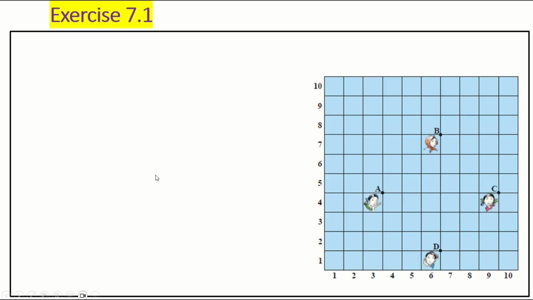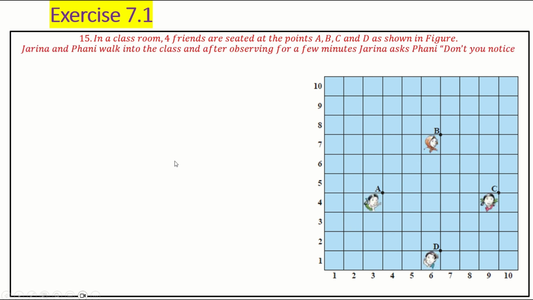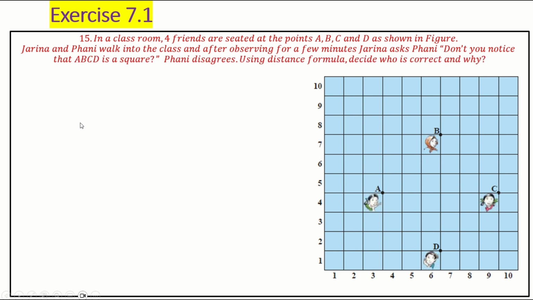Next, in a classroom, four friends are seated at the points A, B, C, D shown here. Jerina and Funny walk into the class, and after observing for a few minutes, Jerina asks Funny, "Don't you notice that ABCD is a square?" Funny disagrees. Using the distance formula, decide who is correct and why.